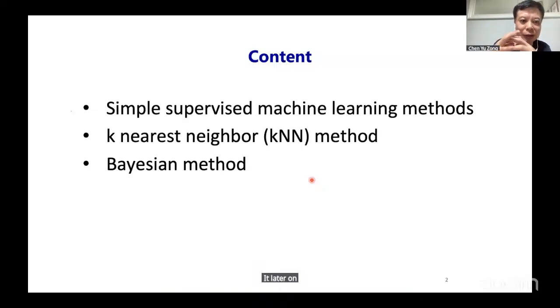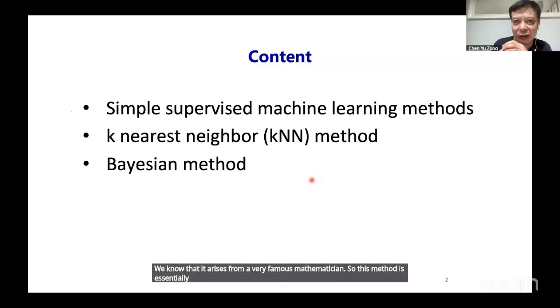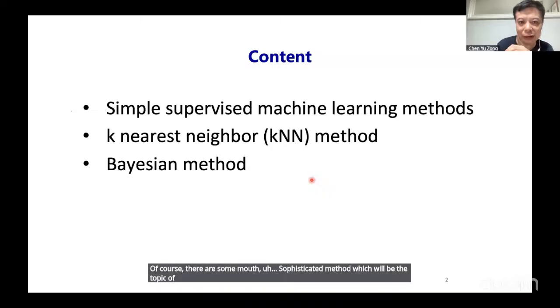The third method is the Bayesian method. Based on the name, we know that it arises from a very famous mathematician. So this method is essentially a statistical method. So we are going to touch the heart of statistics. We use these 3 sets of methods to illustrate a simpler supervised machine learning method. Of course, there are some more sophisticated methods, which will be the topic of the next lecture. Okay.